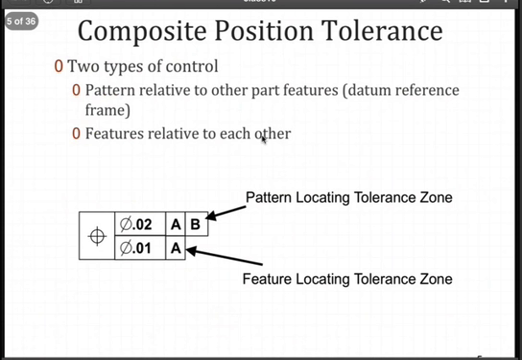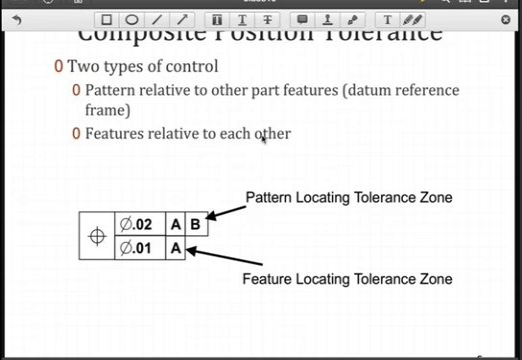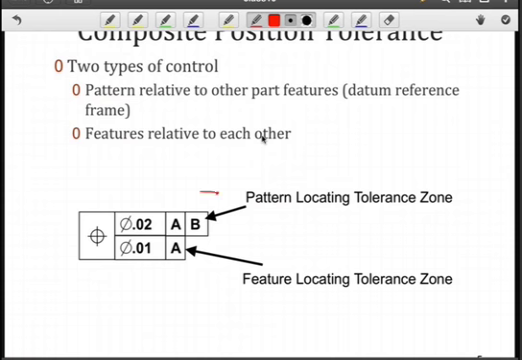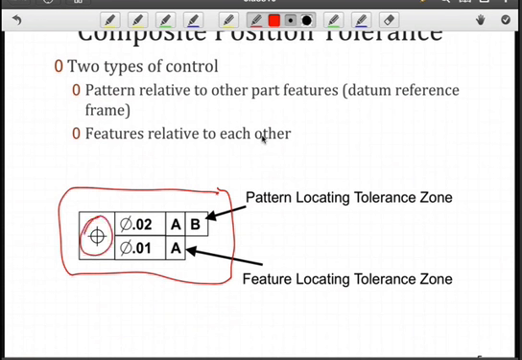Well, we can also look at a pattern in terms of the relationship of individual features, which we just saw, and we can look at it from just the features themselves and not be concerned about where the pattern is located. If you do that, then you're going to be using a composite tolerance zone, and a composite tolerance zone looks like this. It actually looks like two feature control frames. It really is only one, but we have two variations of that geometric tolerance.